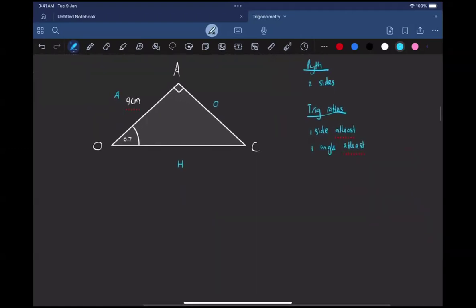So which trig ratio am I going to use? To figure that out, you look at what you have and what you're trying to find. What length do we have? The 9 centimeters. And what we're trying to find is the hypotenuse. Perfect. So which trig ratio are we going to use?